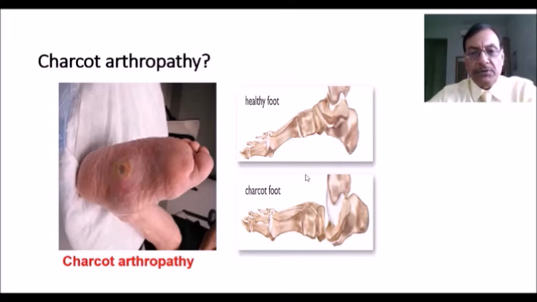This is the healthy foot, and see the arches here. The arches have almost reversed. It has become prominent in the middle portion.